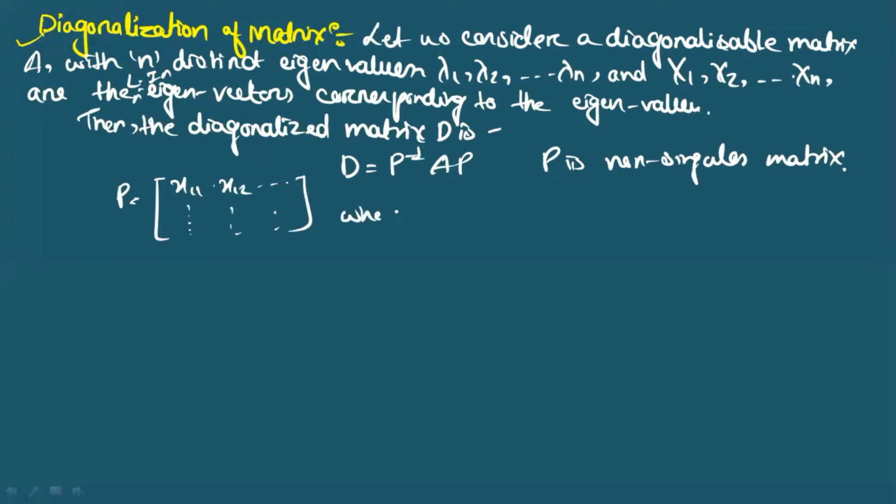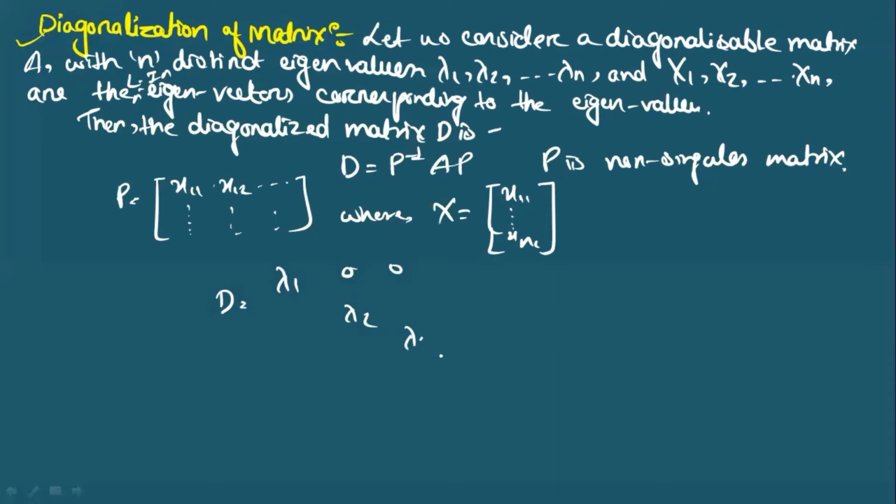Here x will be equal to x11 up to xn1. Clear? And D will be equal to lambda 1, 0, 0, then lambda 2, then lambda 3, and it will continue up to lambda n. All the other entries are 0. Clear? So this is what D is.